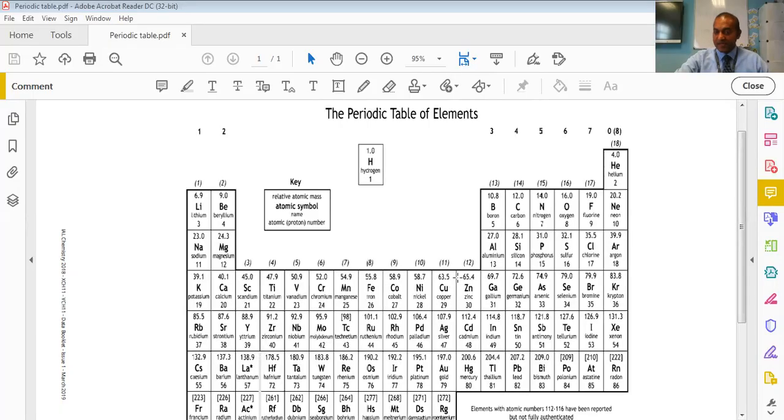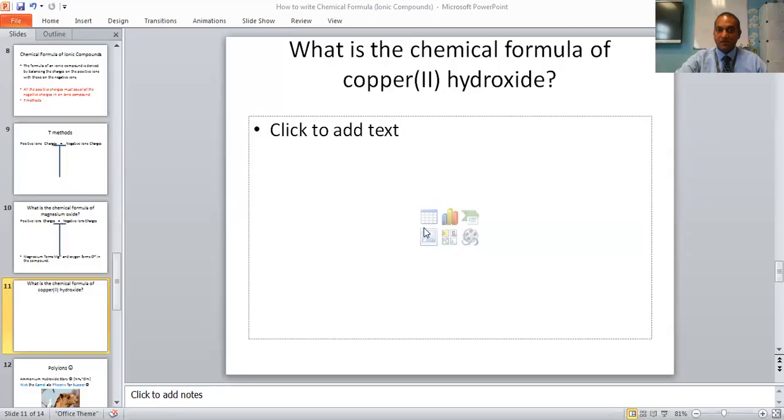Copper is here. You might be thinking how to find the charge, and there's something new. Hydroxide, we can't even find hydroxide. So guys, let's go back here. We can make this a T. So we have copper here, and we have hydroxide. We haven't figured out what hydroxide is, but we know copper.